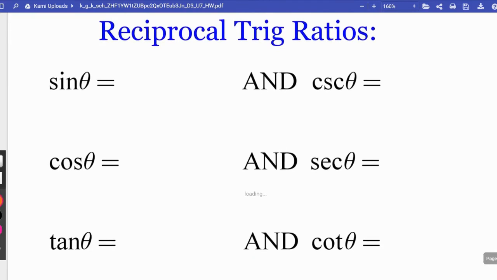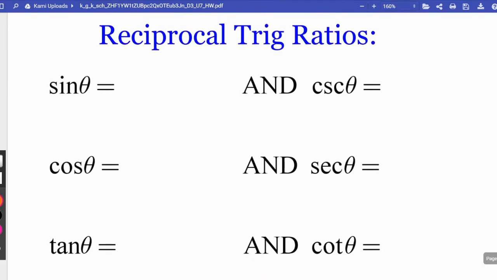All right. The other 3 trig ratios that we have not seen before are cosecant, secant, and cotangent. So I can write those down, but they're called the reciprocal trig ratios because they are reciprocals of sine, cosine, and tangent. So as sine, we know, is opposite over hypotenuse, cosecant, spelled like this, is the hypotenuse over the opposite. It's just the reciprocal of sine.